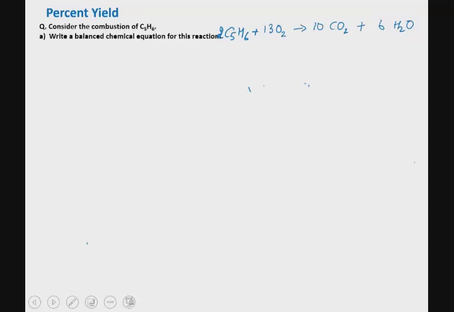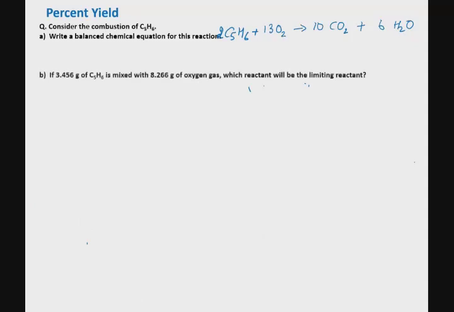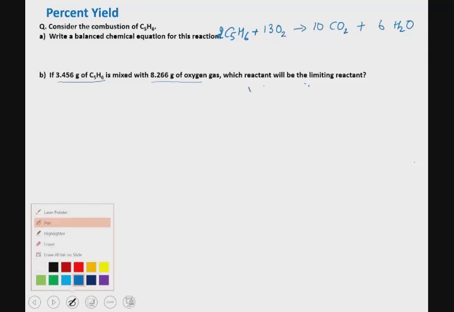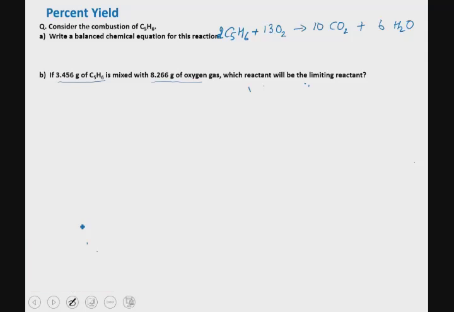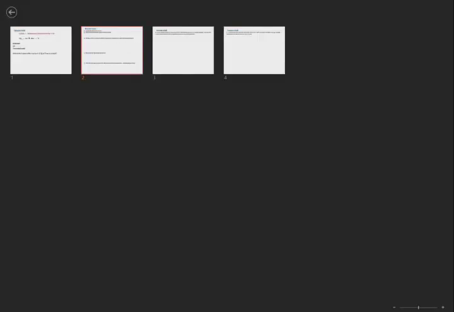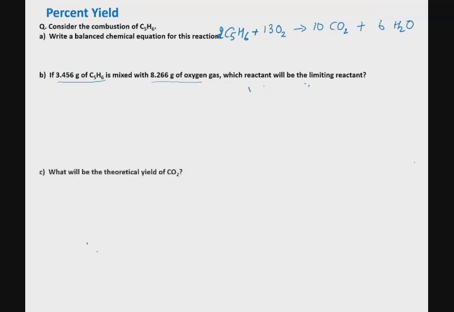The next part of the question says that if this is the balanced reaction equation, and if we are using those many grams of C5H6 with those many grams of oxygen, which reactant will be the limiting reactant? That's the next step in the process towards percent yield. Okay, so please remember we select a product to figure out limiting reactant. Now in this case, let's read ahead to figure this out. They're asking us for the theoretical yield of carbon dioxide. So it may be a good idea to select carbon dioxide to work with on the onset.